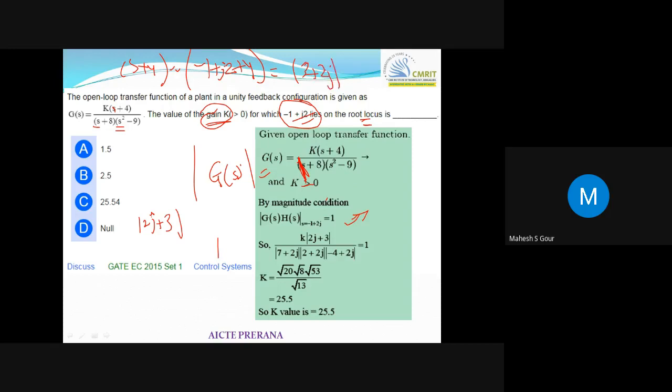Okay, 3 plus 2j. How will you take the magnitude of this? Anyone? Square root of 3 square plus 2 square. So it will be 9 plus 4, that is root 13, right? So next, like this, you need to find the value of k.